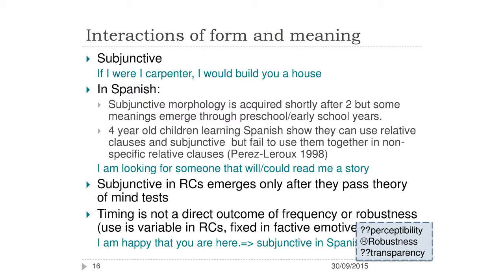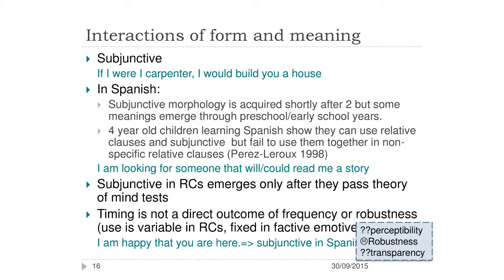But their meaning is not acquired until much later. And it comes in clumps of constructions that can be associated by meaning. Interestingly, robustness has nothing to do with it. I studied the optional pattern of subjunctive use in relative clauses. So to say something like, I'm looking for someone that will or could read me a story, except that in Spanish it's just a little vowel shift.